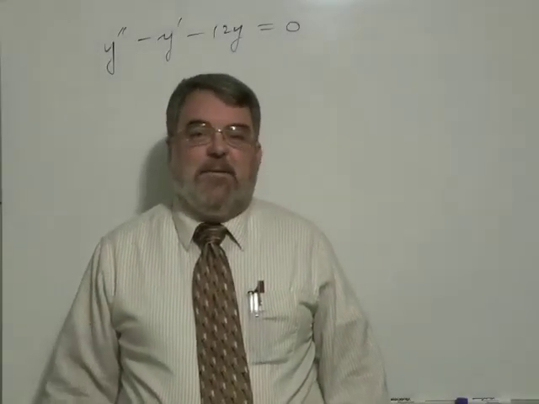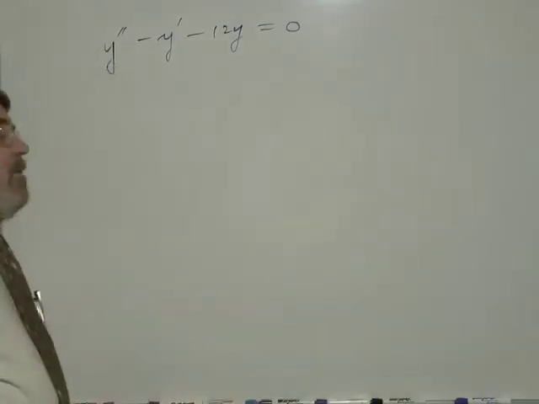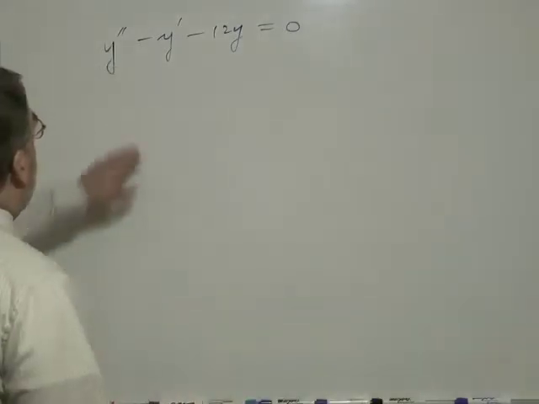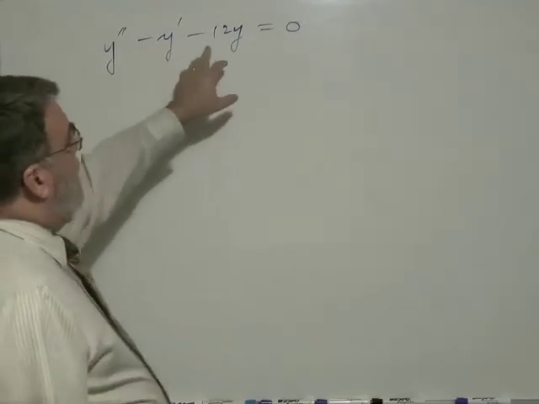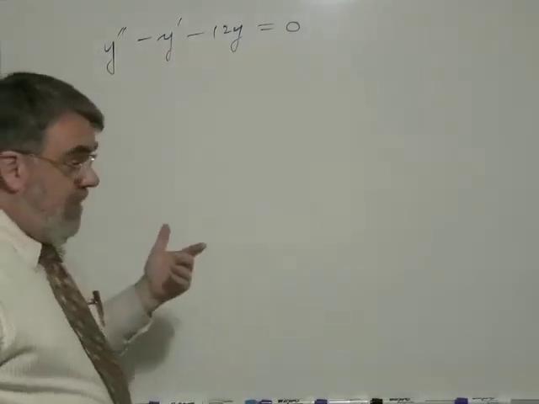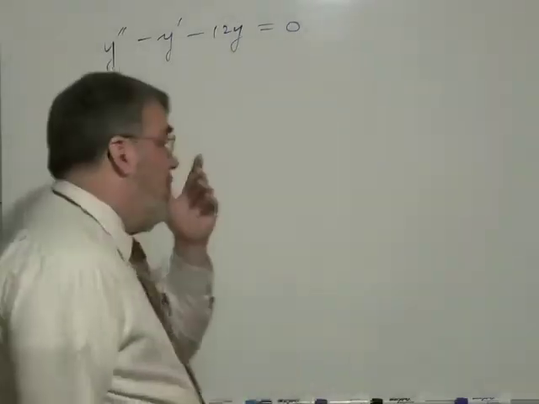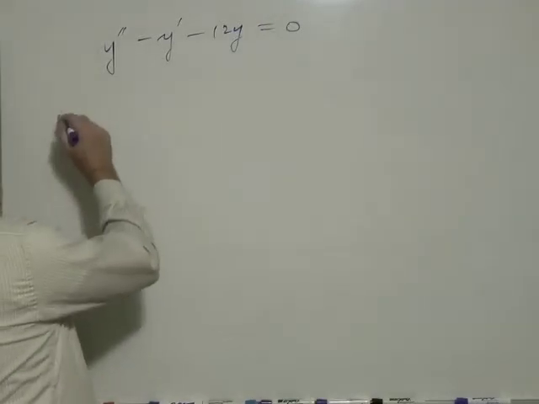Here's my first example of a second order homogeneous linear differential equation with constant coefficients: y double prime minus y prime minus 12y equals 0. Now, piggybacking on what we did in the last video, I'm going to create a characteristic equation.